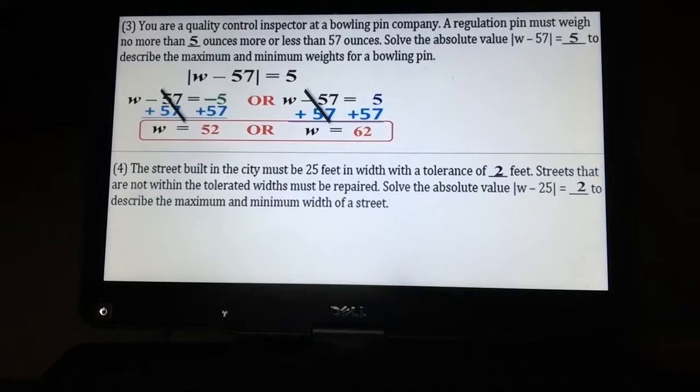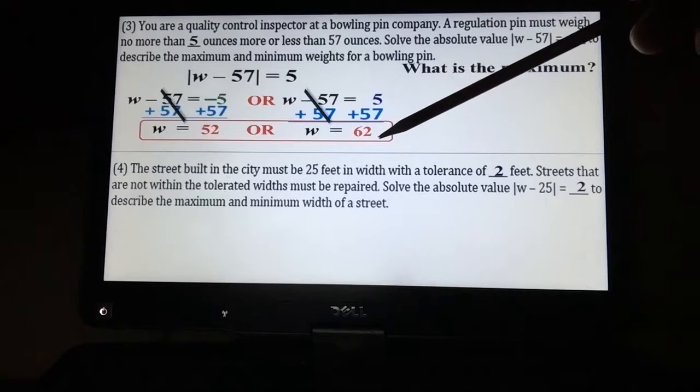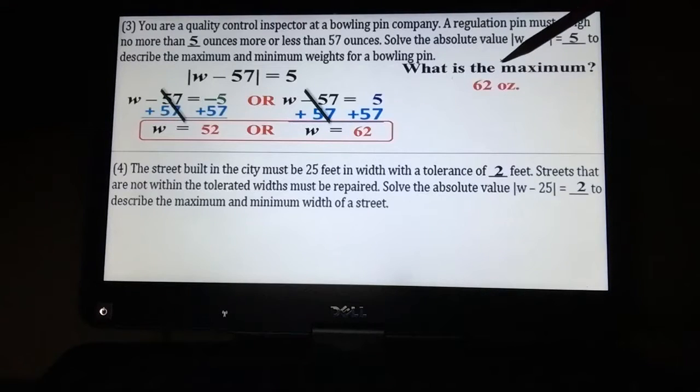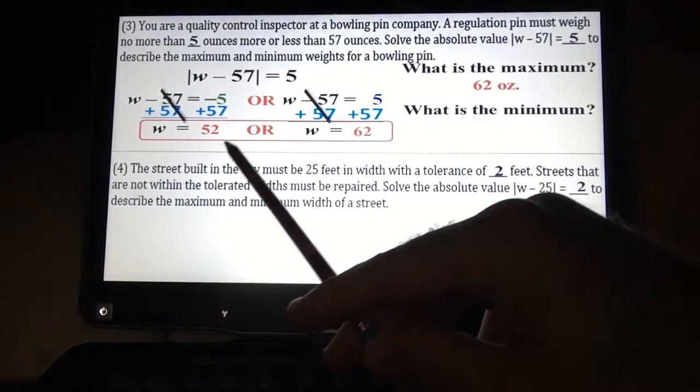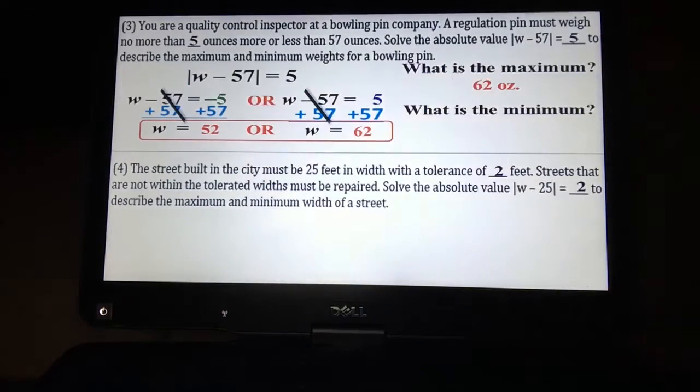Now, what they want you to specifically say is what is the maximum and minimum. The maximum would be just the higher of the two. So that's 62 over here, okay? So the maximum you would say is 62 ounces. What is the minimum? Well, that's the smaller of the two, which is the 52 over here. So the minimum weight would be 52 ounces. Now again, these would be the maximum and minimum weights that are allowed.